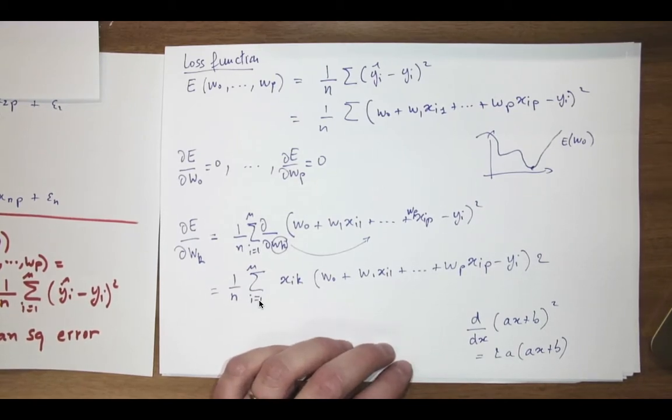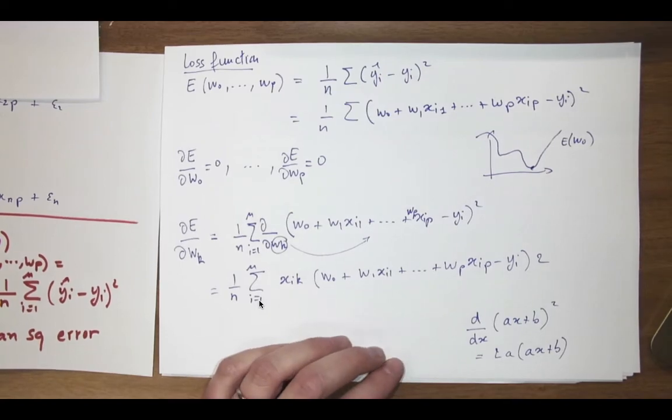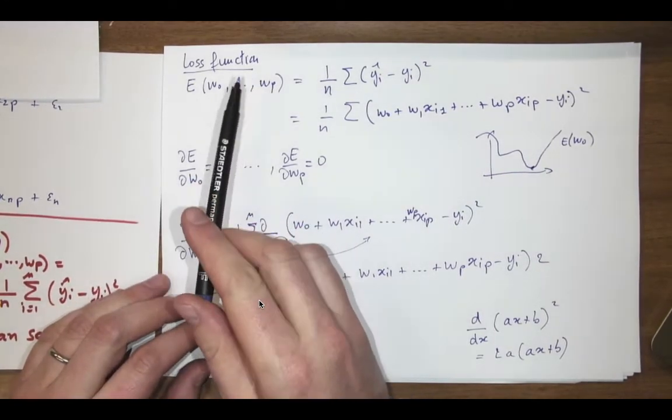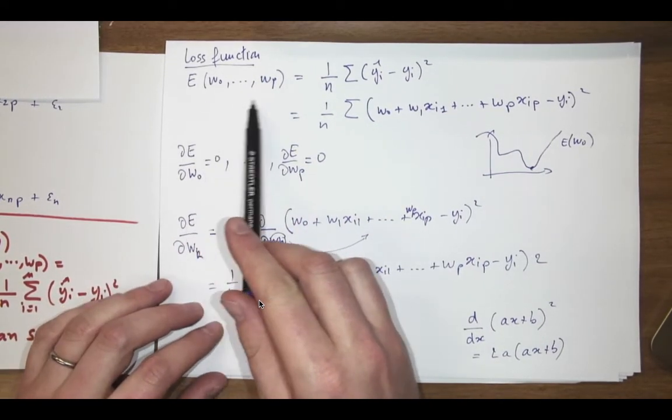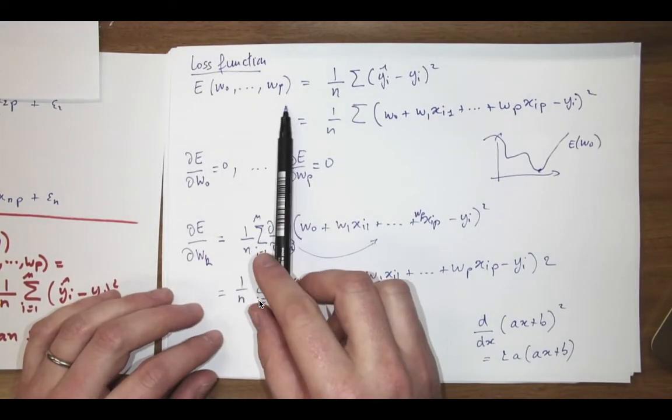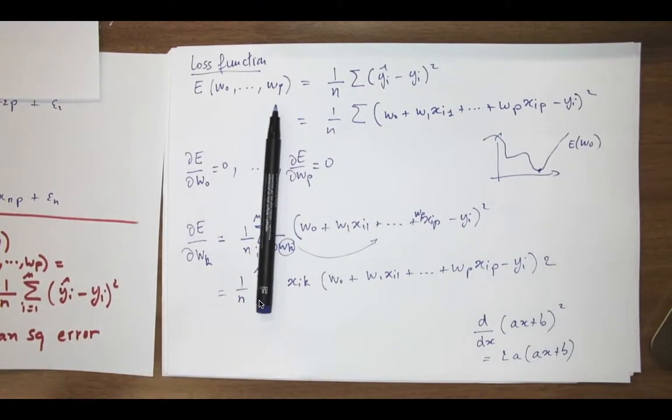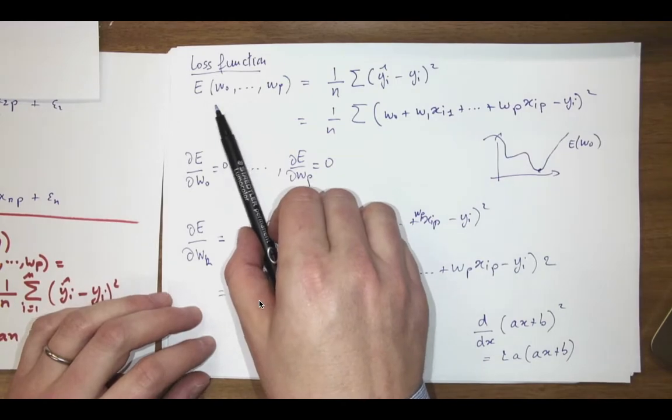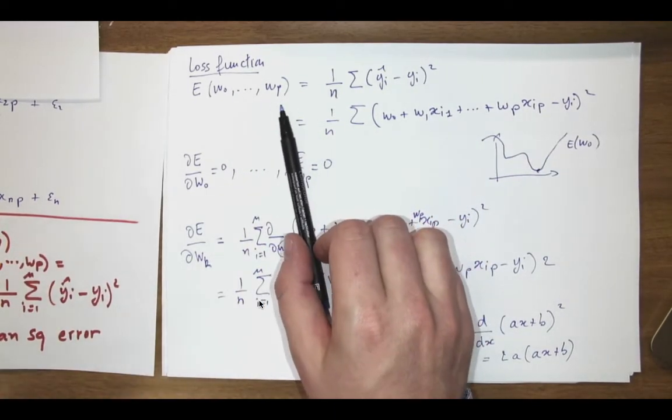Can you explain again why we're taking the derivative? So we have a function of this many parameters, and this function has to reach a minimum. We want to find what the values of all the w's are at the minimum.